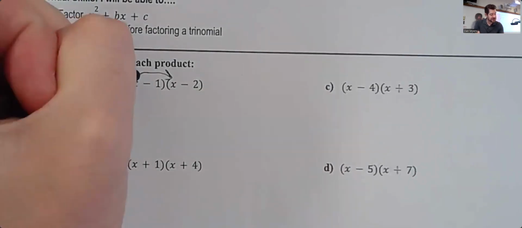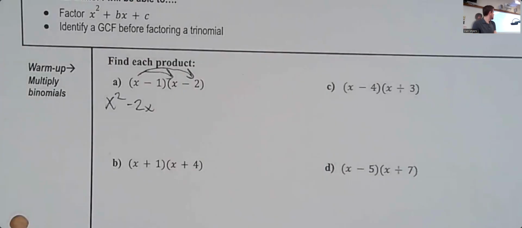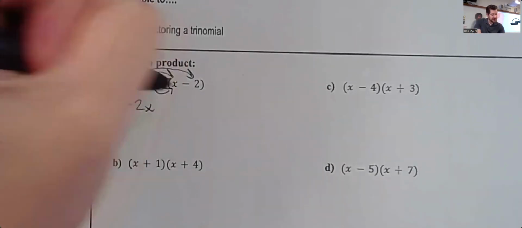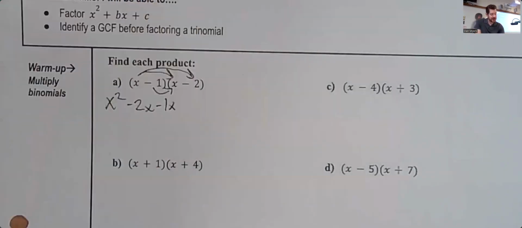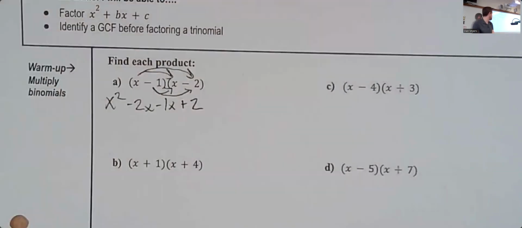Then you multiply the outer terms together. X times negative 2 would be negative 2x. And then the inner terms would be negative 1 times x, which is negative 1x. And then the last terms get multiplied together. Negative 1 times negative 2 is positive 2. So first, outer, inner, last, FOIL.